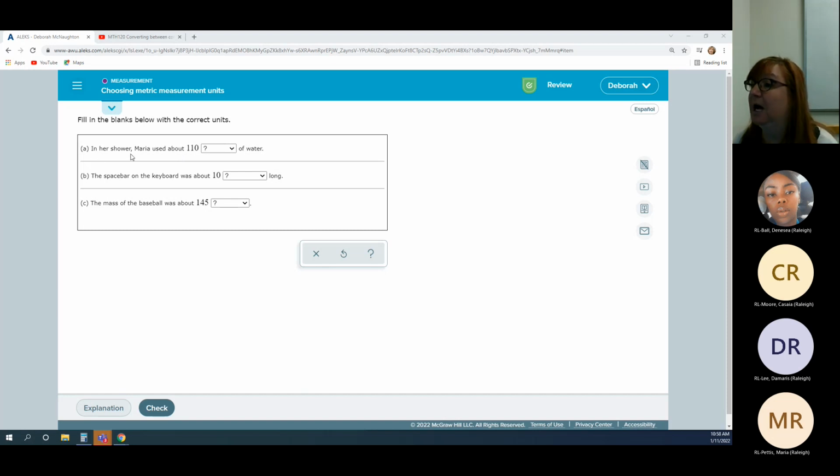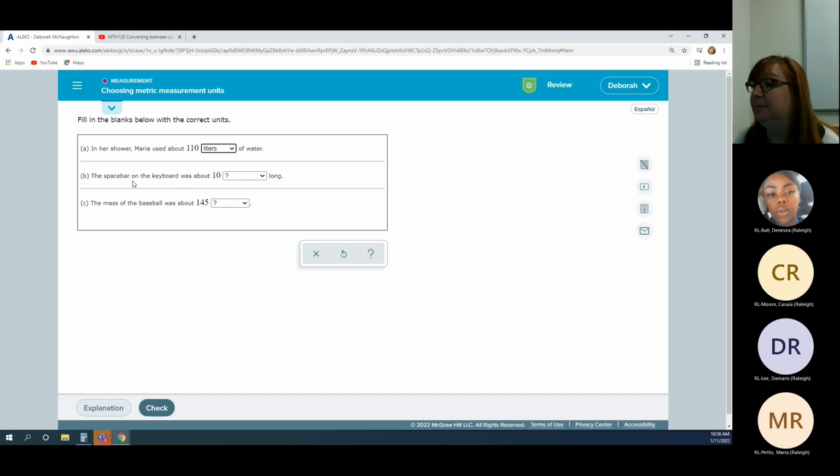So here, in her shower, Maria used about 110. So in our system, we would measure this in gallons. So it's going to be liters. Anything that we measure in gallons, we're going to measure in liters, because milliliters would be like an eyedropper. So that would be like 110 drops of water, and she would use way more than that, right?